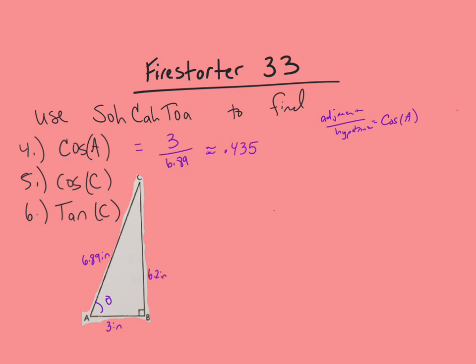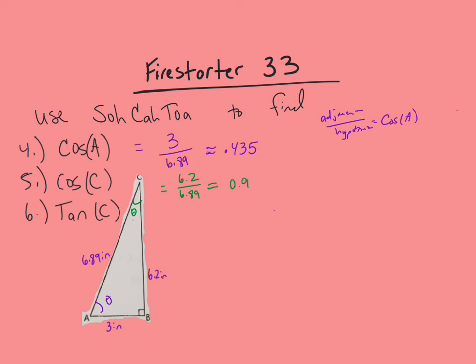Now, when I do cosine of C, remember cosine of C is slightly different because C makes our theta here. So that means my adjacent is the one next to it. The easiest way to find adjacent: the opposite is easy, and adjacent is the last side besides the hypotenuse. So it's going to be 6.2 all over 6.89. I'm going to do 6.2 divided by 6.89 in the calculator. It's going to give me about 0.899, so about 0.9.